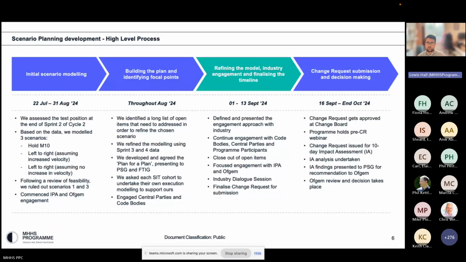And then it's about assessing all of the inputs that come back from yourselves, presenting those findings and a recommendation to PSG, and then fundamentally we'll be taking Ofgem through that recommendation and getting their approval as well. If we just move on.